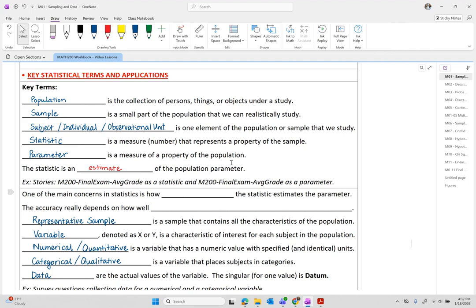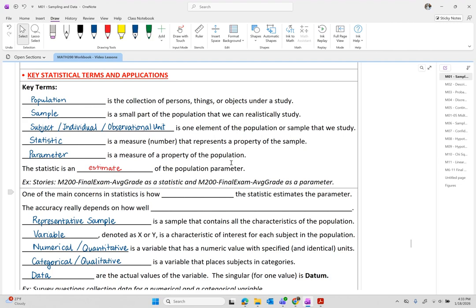Every person or item that you end up studying, an item from the population that ends up in your sample because you had access to it to study, is called a subject or an individual or an observational unit. From the sample, you will calculate a measure, a number that represents a property of your sample, and it is called the statistic. This statistic will estimate the same measure of a property of the population, which is called the parameter.